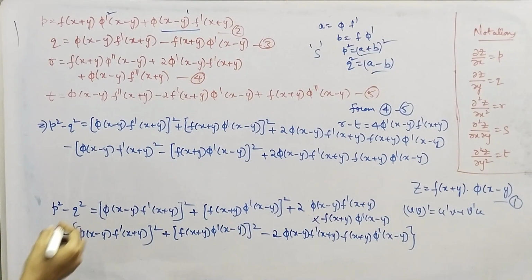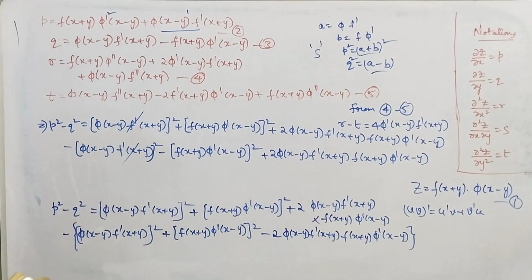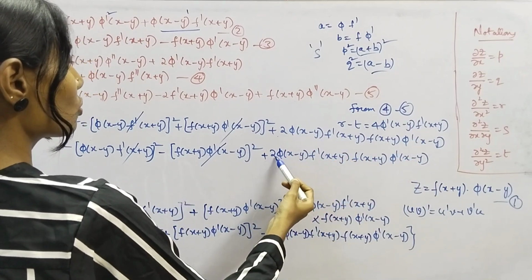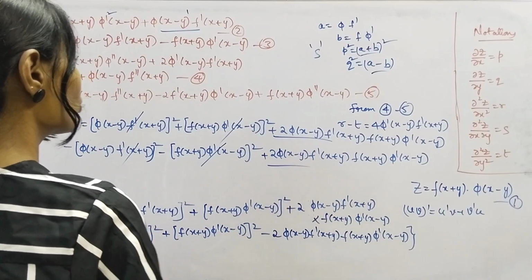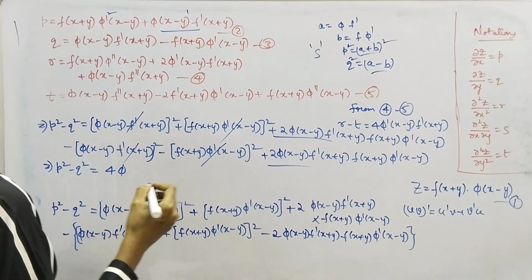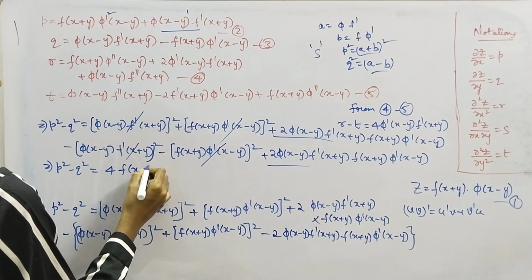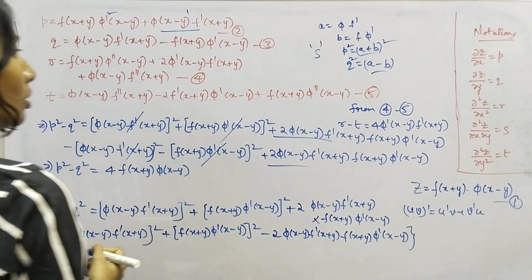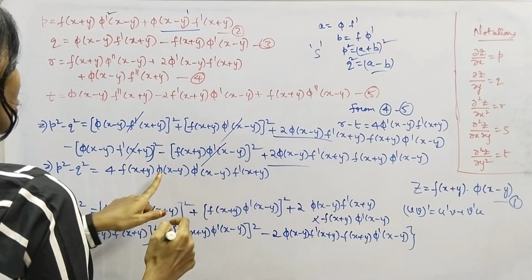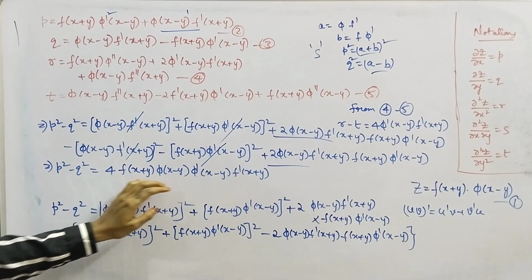Right. Okay, now we can cancel this out. We'll get, see here, phi f dash whole square minus phi f dash whole square gets cancelled. f phi dash whole square minus f phi dash whole square gets cancelled. Plus 2 phi f dash f phi dash plus 2 phi f dash f phi dash. We'll add these two. We'll get P square minus Q square equal to 2 plus 2, 4 phi f dash f phi dash, or you can write this as f of x plus y into phi of x minus y into phi dash f dash. Okay, so you got all the terms, right? Fine. Now you got P square minus Q square equal to 4 into f phi dash f dash.